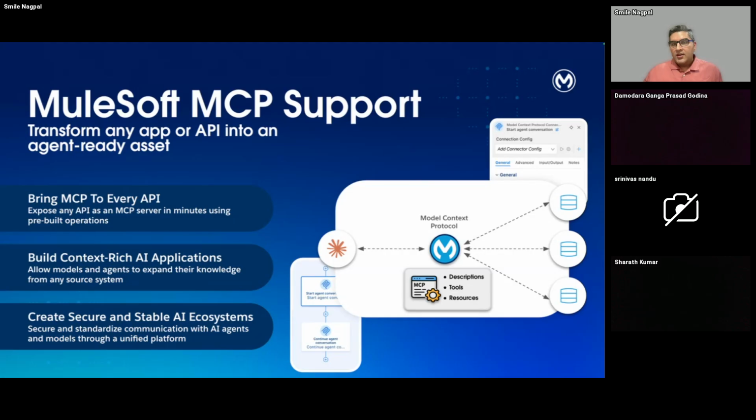Third, secure and stable AI ecosystems. This is huge for enterprises. You're securing and standardizing communication with AI agents through Anypoint's proven governance capabilities. You get all the security, logging, and policy enforcement you're already familiar with. And we're not just stopping there, we are building more and more, which is more relevant for the agentic use cases.